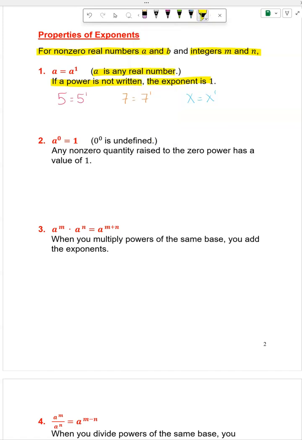The next one is anything, like a to the 0 equals 1, right? And I said anything. There is one exception. You know, it's math. Very seldom does anything work. So anything except for 0 raised to the 0, which is undefined. So anything except 0 raised to the 0 power is 1. So what if we had, I don't know, like 10 to the 0 power? What's that equal? 1.